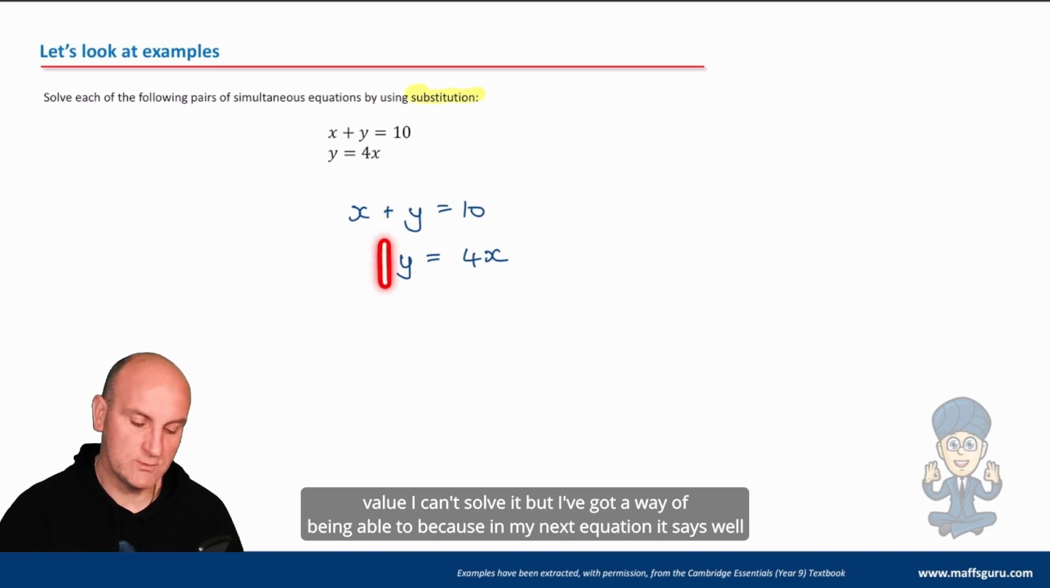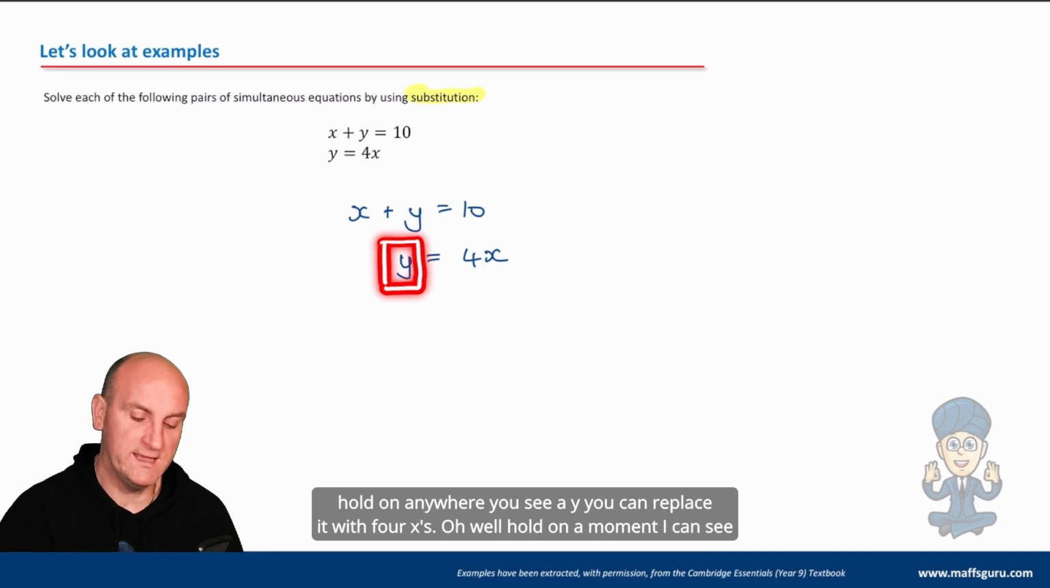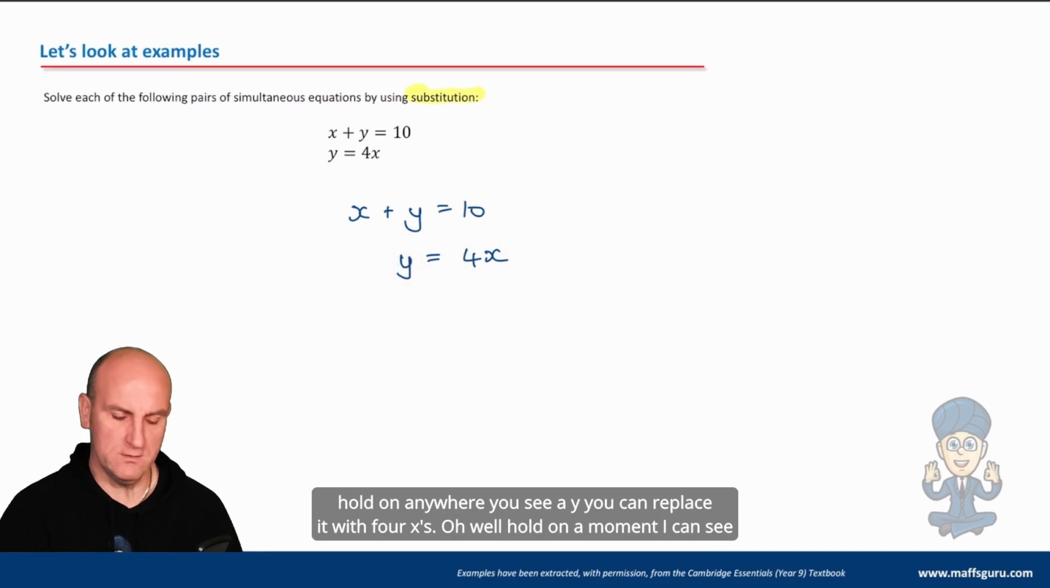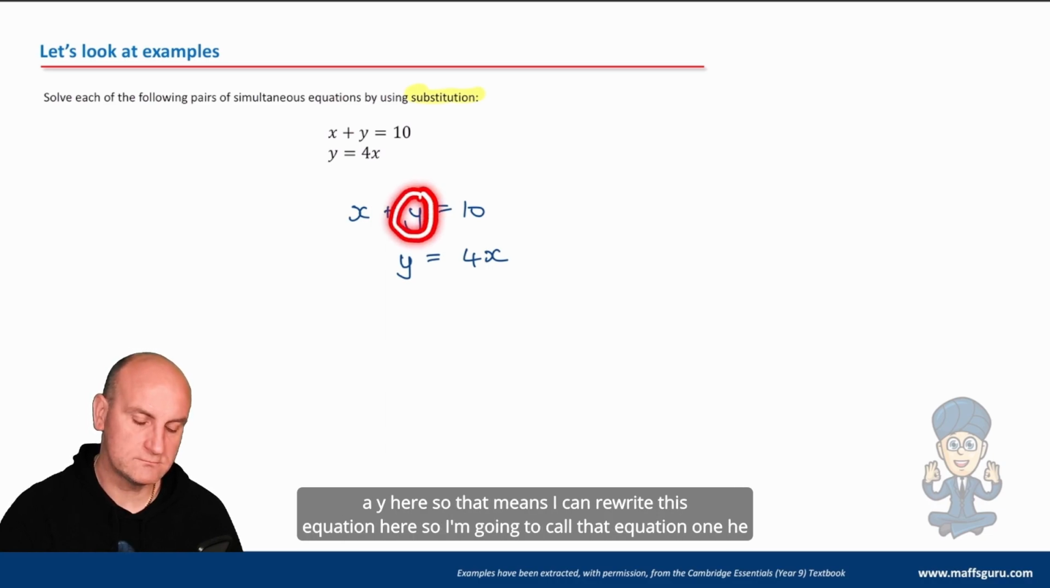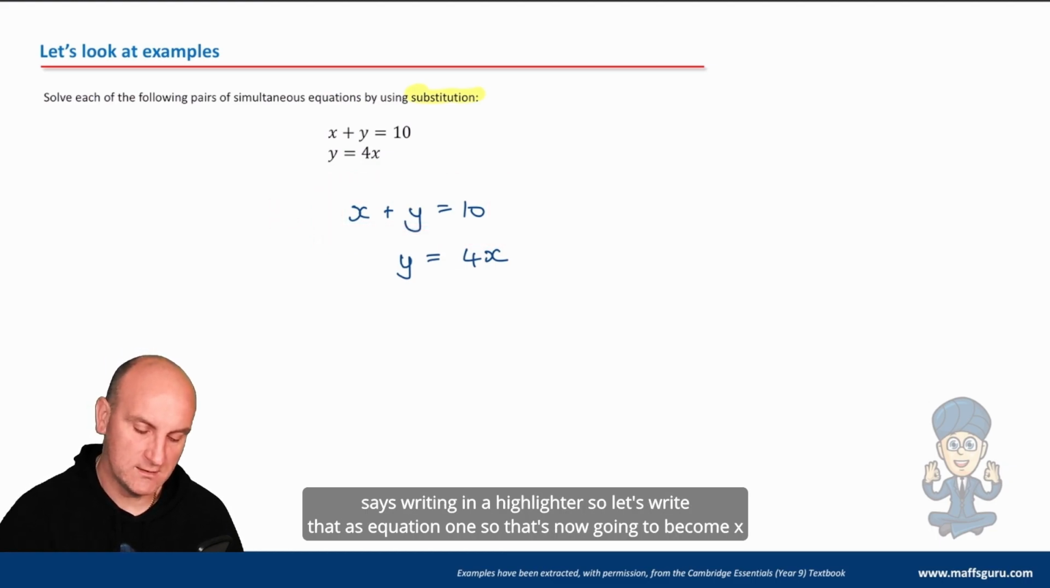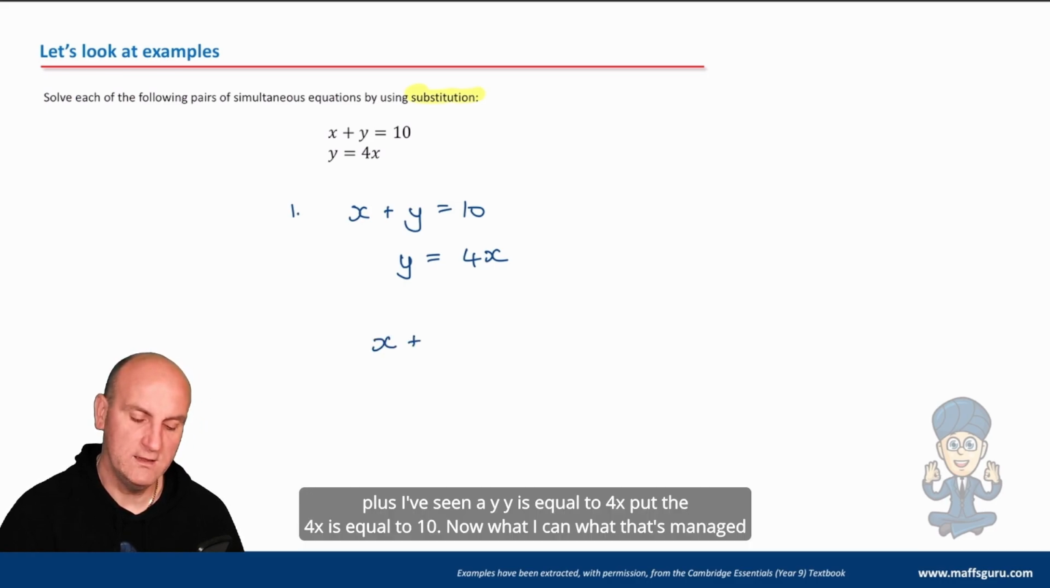Because in my next equation, it says, well, hold on. Anywhere you see a y, you can replace it with 4x. Oh, well, hold on a moment. I can see a y here. So that means I can rewrite this equation here. I'm going to call that equation 1, he says, writing in highlighter. So let's write that as equation 1. That's now going to become x plus, I've seen a y, y is equal to 4x, so put the 4x, is equal to 10.